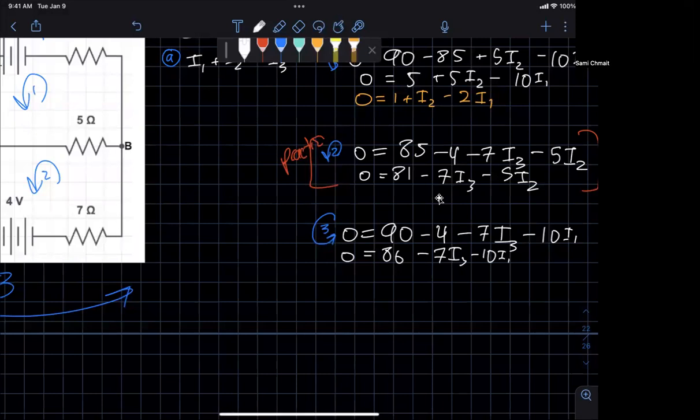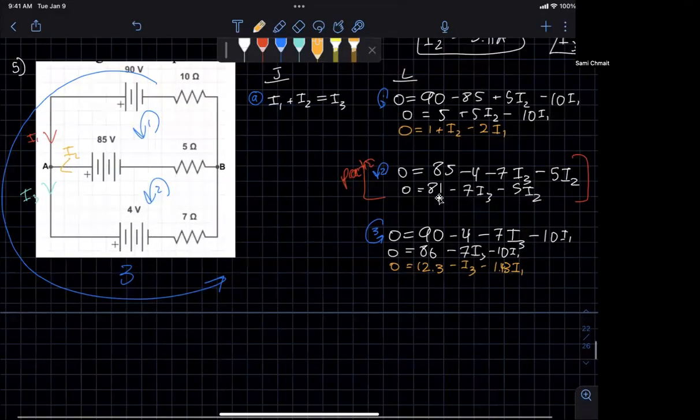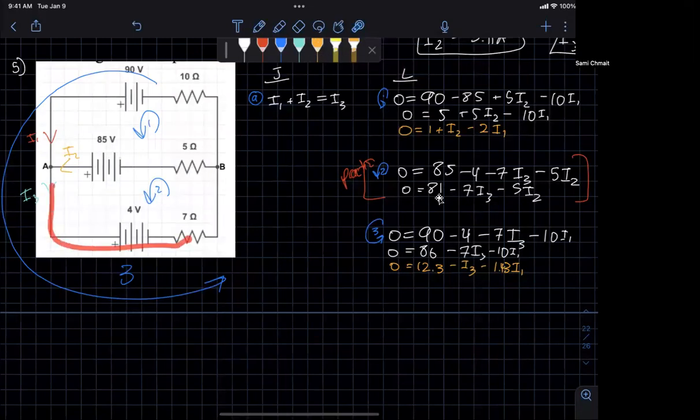Okay, and I'm going to need to solve in terms of I3 to plug in for I1, so I'm just going to divide everything by 7. So 0 equals 12.3 minus I3 minus 1.43 I1. Is there confusion right now? I'll pause. Why is it minus 7? Because our current here is going this way and our loop is going the same way.